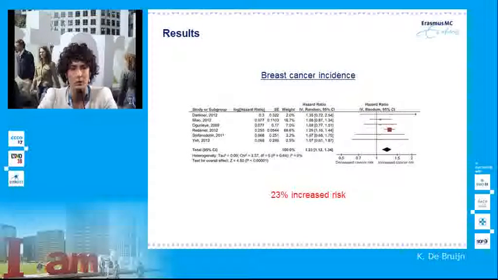Here you see a typical plot that you present in a meta-analysis. The red dots indicate the individual studies, and the black dot at the bottom is the overall outcome. If this black dot does not reach the vertical line, which is called the line of no effect, then the result is statistically significant. So in the case of breast cancer incidence, it could be seen that diabetic patients had a 23% increased risk of developing breast cancer when compared to non-diabetic patients.